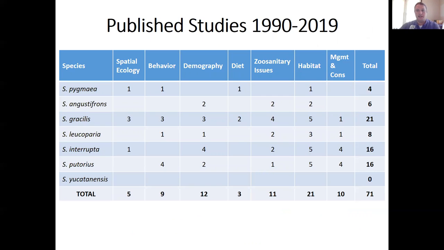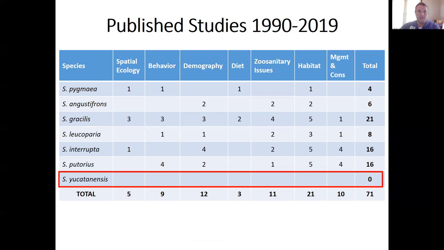So again, highlighting this idea that, okay, well, now there's seven species, now what? Well, I think the first thing is, what do we know about those seven species? And this is a summary of published studies from 1990 to 2019 of Mephitidae in the New World. Apologies, I know I'm missing some information, both during this time period, as well as more recent work that's come out from this group and their great work. But the first thing we notice is that there's zero published studies on Spilogale yucatanensis. So we know literally nothing about it in terms of some of these major categories. The second least understood is, no surprise, Spilogale angustifrons, with a total of six published papers.